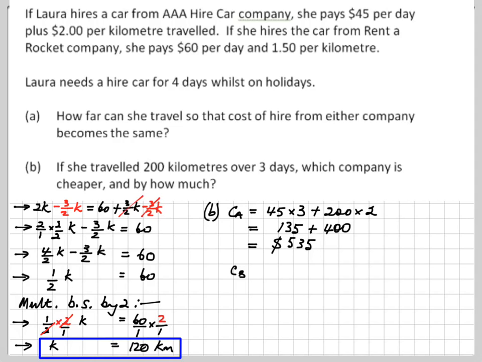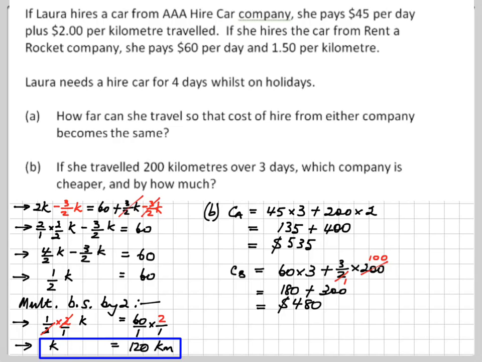Now, all right, so that's more per day but less per kilometre. Let's see how it works out. $60 a day times 3 days plus $1.50 times 200 kilometres. Now, what does that come to? Okay, we've got some cancelling. The 2 on the denominator goes into the 200 on the numerator, and we get that goes into it 100 times. So how does that cancel out and come out? It's 180 plus 300, which comes to 480.